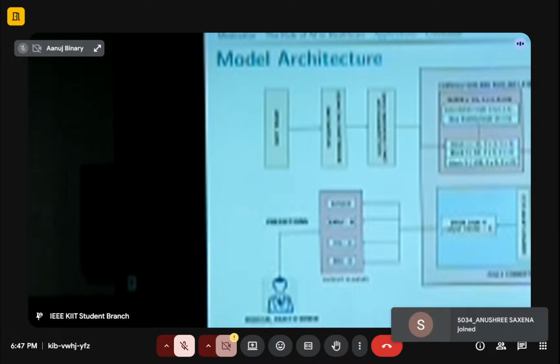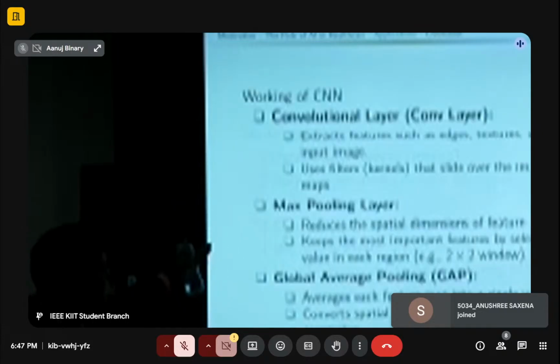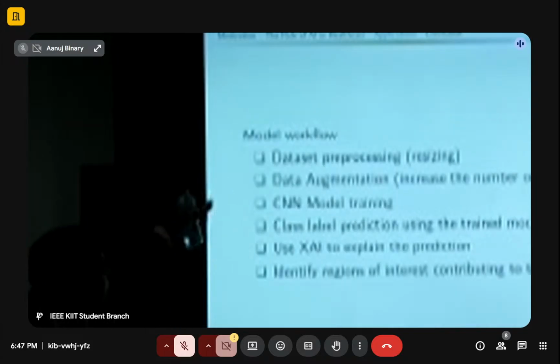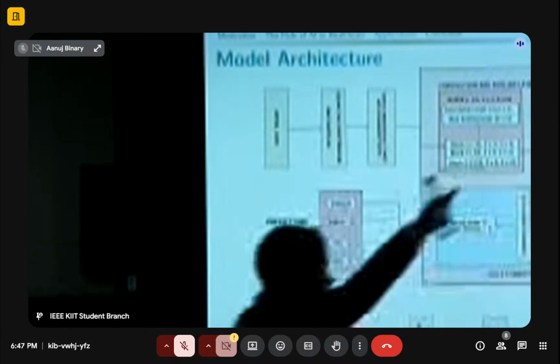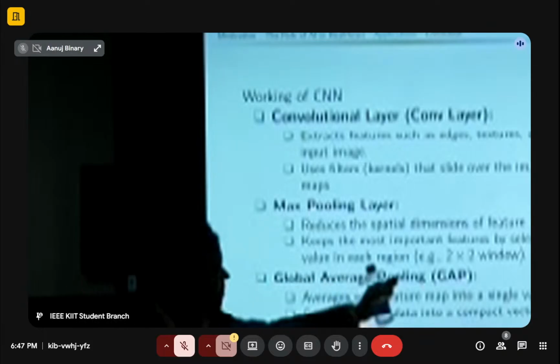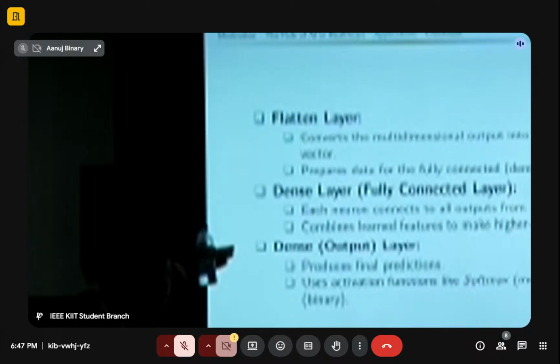So this is the model flow, the same thing which I have discussed is written here. Then the working of the CNN model talks about how it works. This has the convolutional layer, max pooling layer, and global average pooling. These details are there on how the CNN is working. Please go ahead, I will share this PPT with you. Same here, flatten layer, dense layer, and dense.